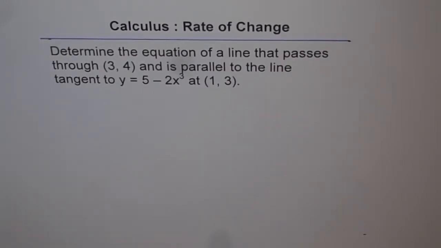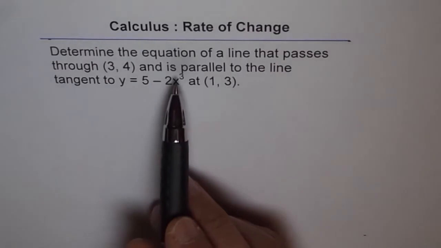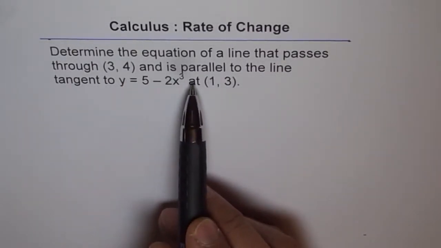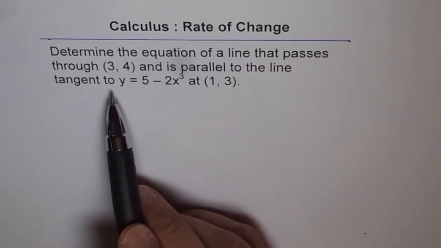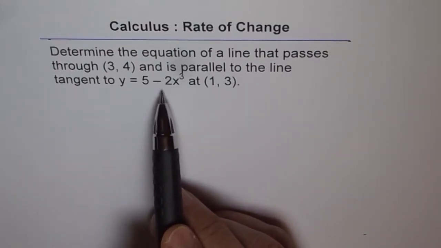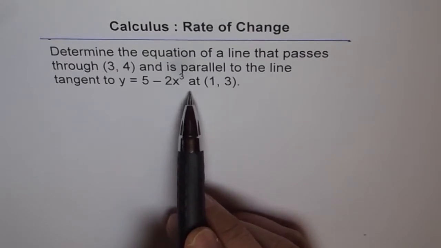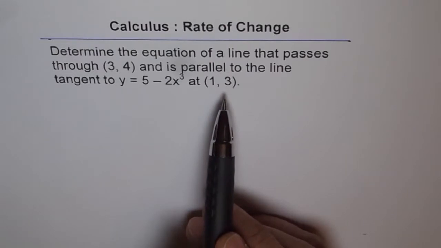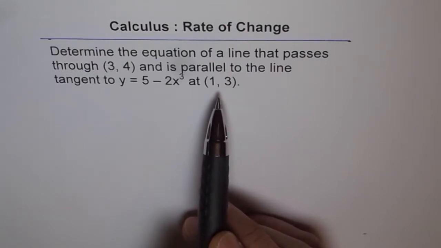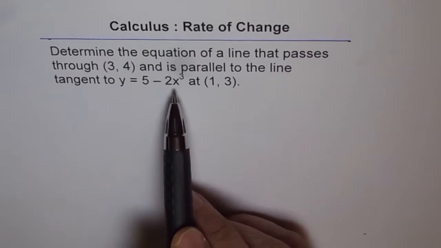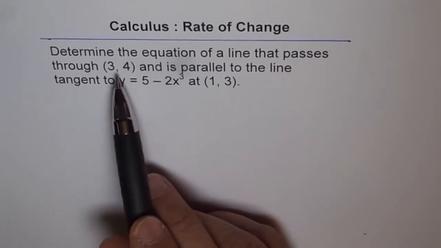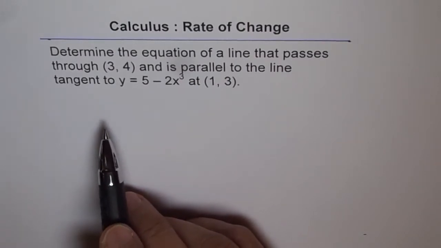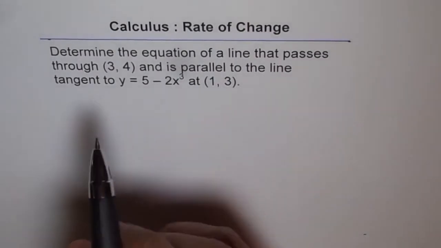Calculus, rate of change. Determine the equation of a line that passes through (3, 4) and is parallel to the line tangent to y = 5 - 2x³ at (1, 3). So this question is slightly different from the point of view that we have to get the slope first and then use that slope with the given point to find the equation of the line, right? So let's try to do this question.